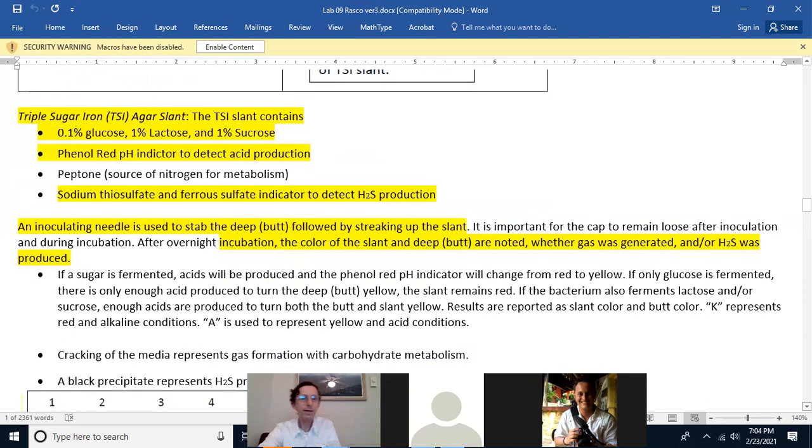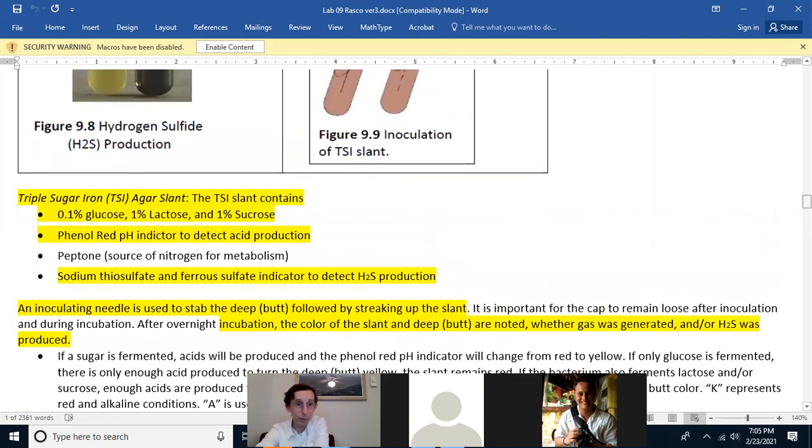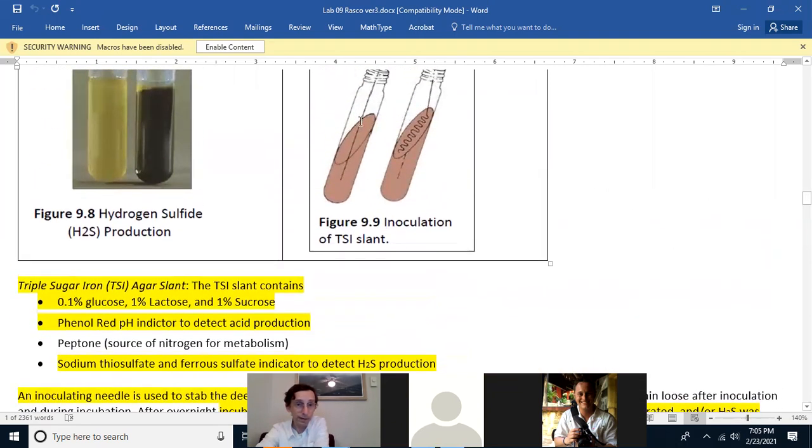I guess I have to talk about the triple sugar iron tube, because you're learning about this in this lab, and that is the slant has only 0.1% glucose in it, the slant and the butt, but 1% lactose and 1% sucrose. So there's 10 times more lactose and sucrose than there is glucose. And that's important in interpreting the test, which I'll talk to you about in a minute.